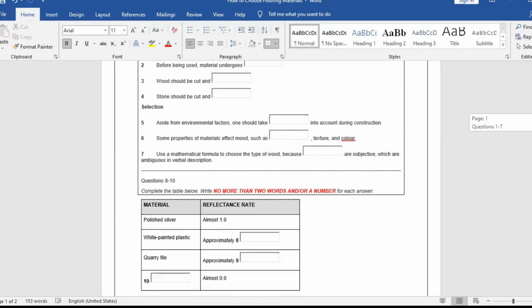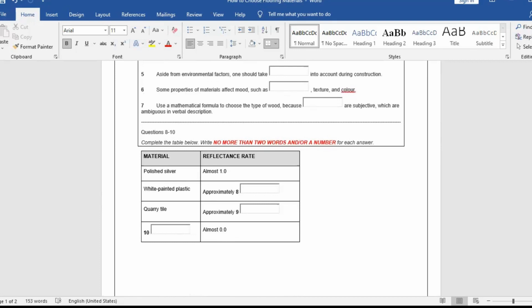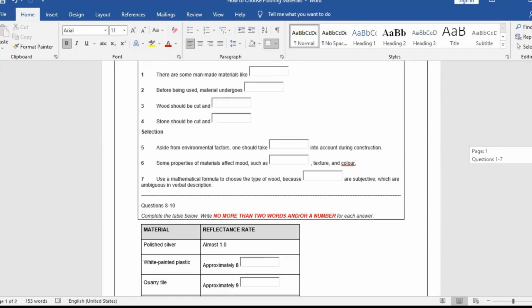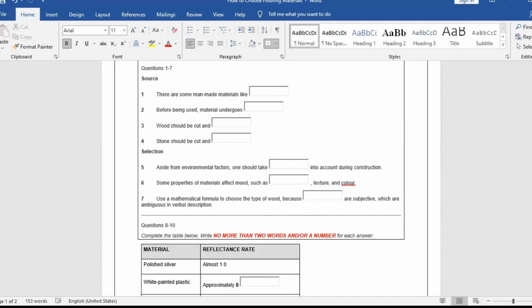Okay, and obviously I've also added a table completion question type, so it's not just related to sentence completion. And for table completion, they say no more than 2 words and or a number, material and the reflectance rate. Polished silver, almost 1. White painted plastic, approximately what? So you need to find a number. Quarry tiles, approximately again a number. And dash, almost 0. So you need to find what is that material. Okay, you need to listen to that in the audio clip. Okay, yes. Let's begin. Let me play the audio clip for you all at my end.